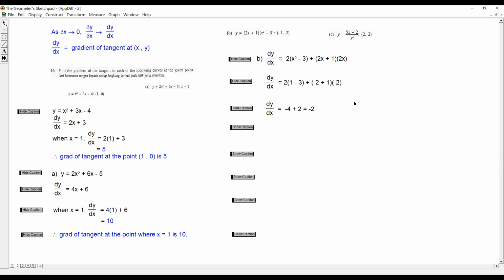So dy/dx is no longer an expression involving x. It is a value, right? When you substitute in a particular value, dy/dx takes a value. This value is actually the gradient of the tangent at that point. So therefore, the gradient of the tangent at that point (-1, 2) is -3.